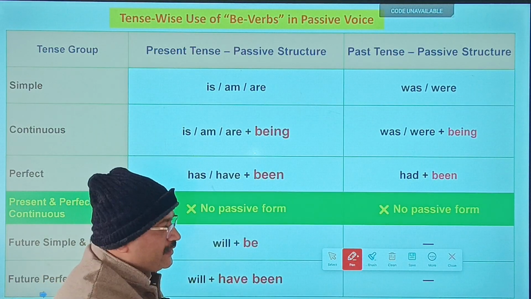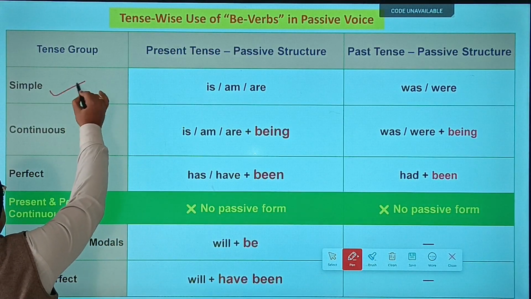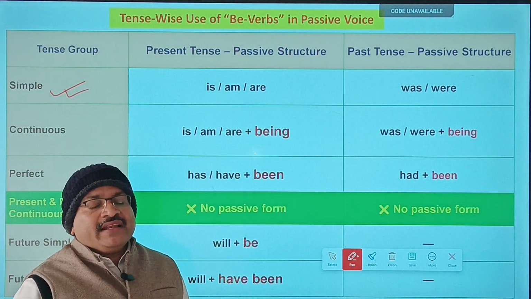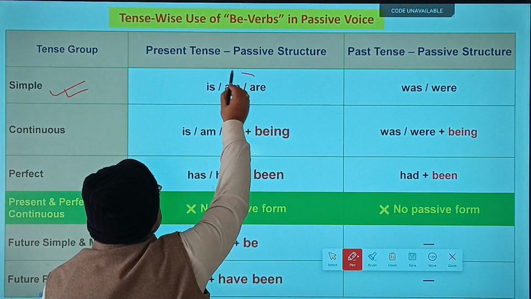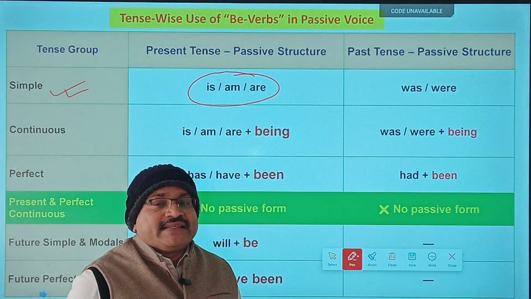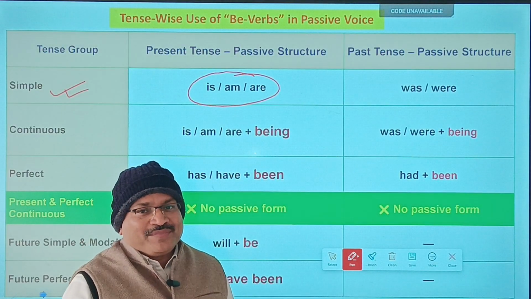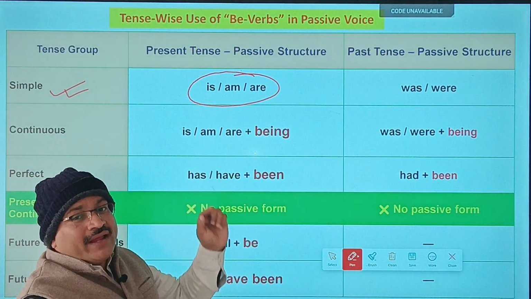Now friends, let us understand how be verbs are used in passive voice, how helping verbs are changed in passive voice. When a sentence is simple present, then in passive voice we will use what? Is, am, are as helping verbs. Suppose the sentence is she writes a letter. So a letter is written by her.